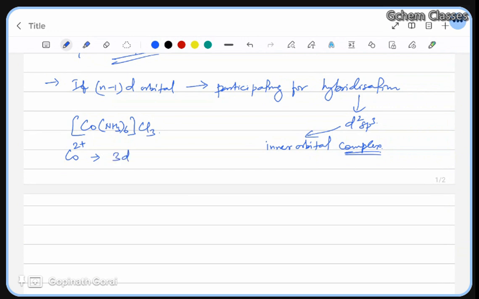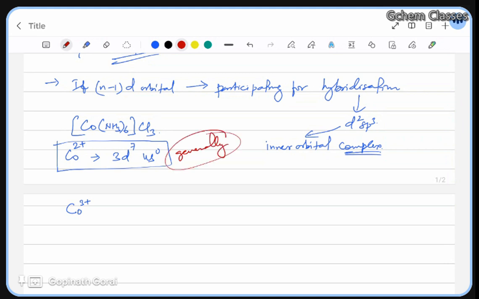I'm just writing 3d. Now what number am I going to write after 3d? We have 3d and we have 4s. So 4s will always be 0, no doubt, because 2 electrons have already come out. Now what about 3d? 3d is 7, right? So 3d7 for cobalt 2 plus. Now, here we need cobalt 3 plus, not cobalt 2 plus. It is only for general purpose that I asked.